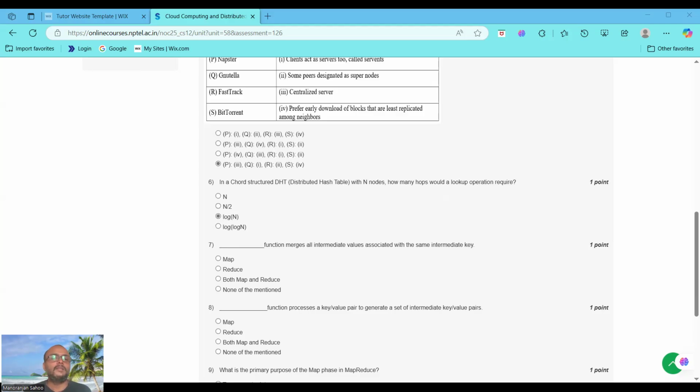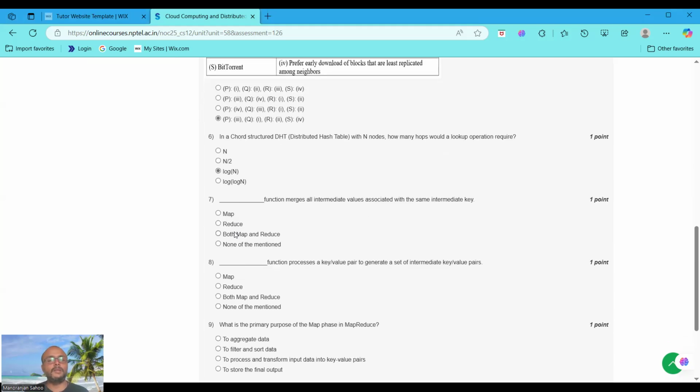If you choose A, that is linear, too slow for a DHT, so it is not possible. If you choose option B, n by 2, it is still linear, incorrect. If you choose option D, log n, it is faster than Chord's design. So for the correct option, you can choose log n.